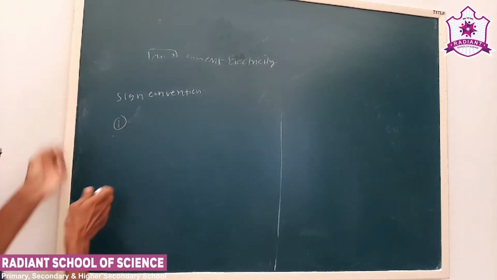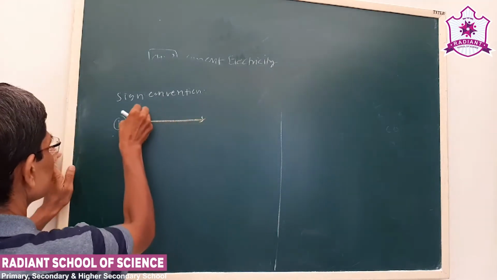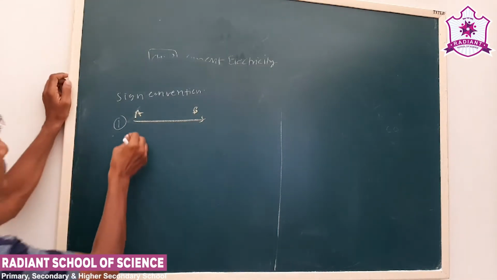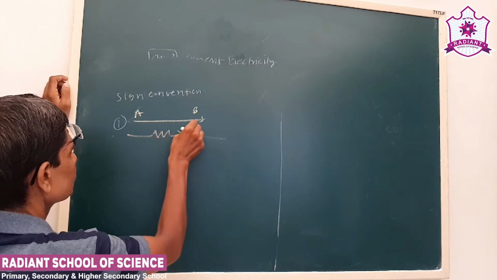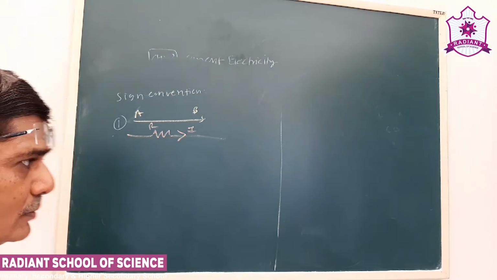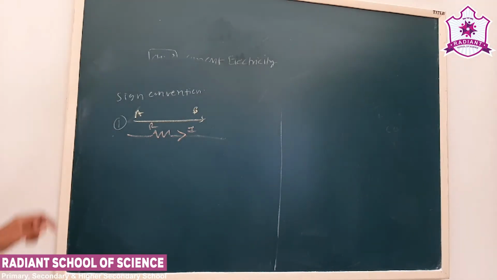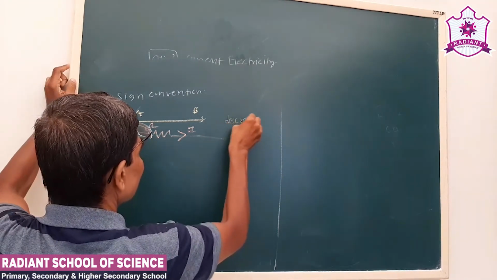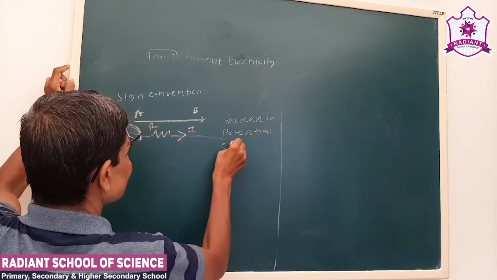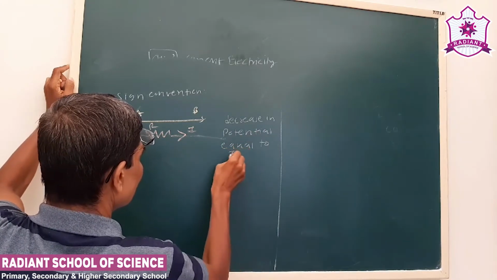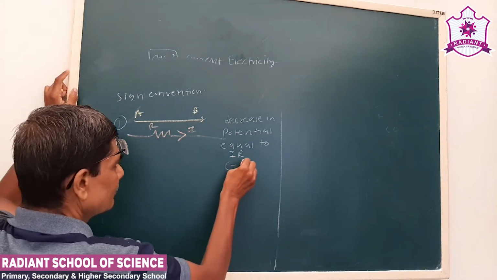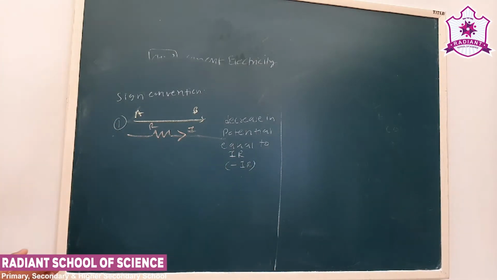Now see, first, let us say we are moving from A to B. During that, we move in the direction of the current. When we are moving in the direction of the current, there is a decrease in potential equal to IR. So here, when we are moving in the direction of the current, we have to take minus IR.